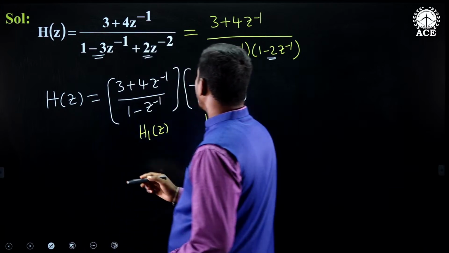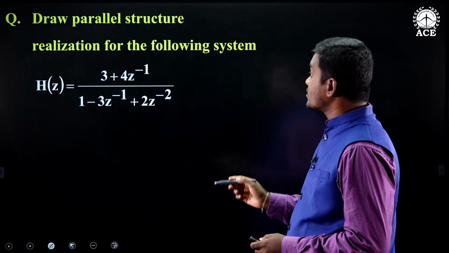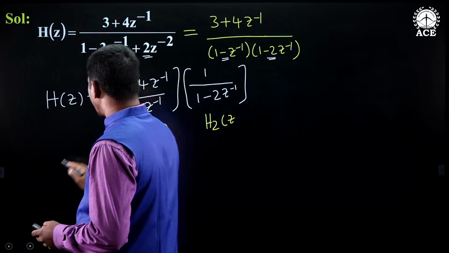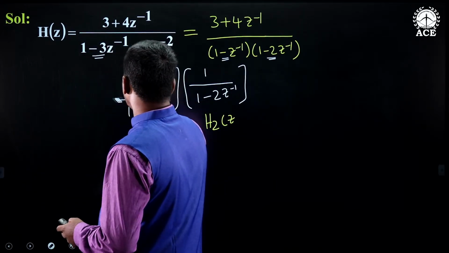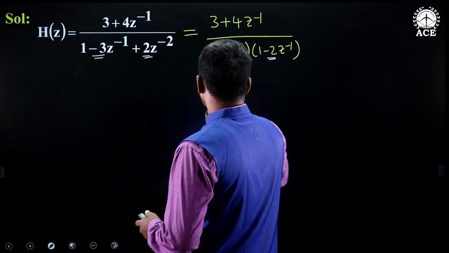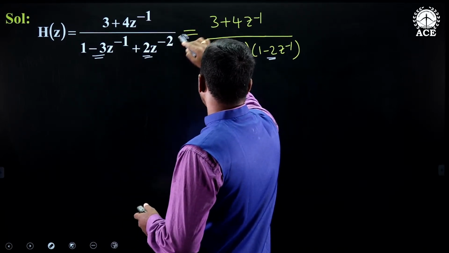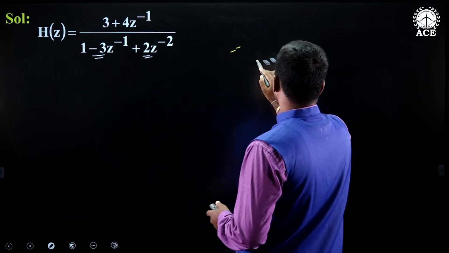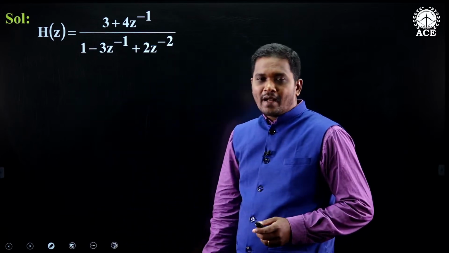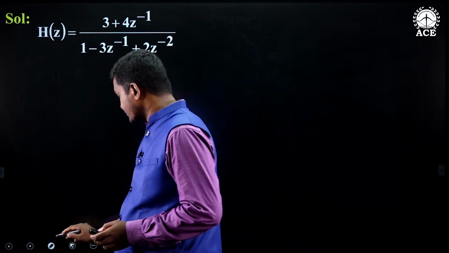Okay, they have asked for parallel structure, not cascade. We were doing cascade, but parallel form they have asked. So this is not the one. Parallel form we need to do, okay? This is cascade. Parallel form we need to do.